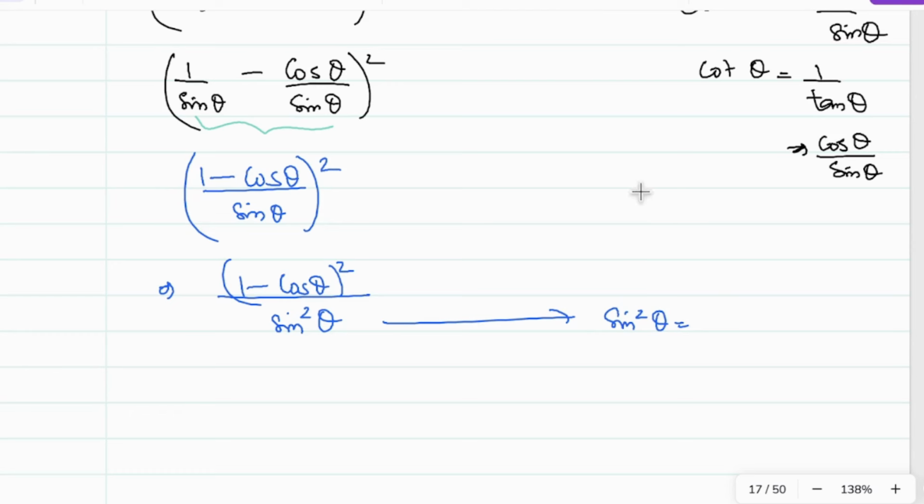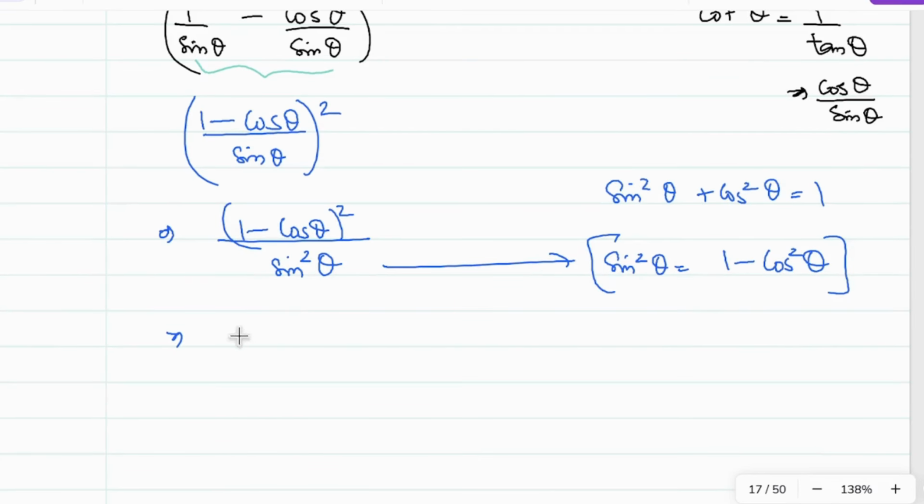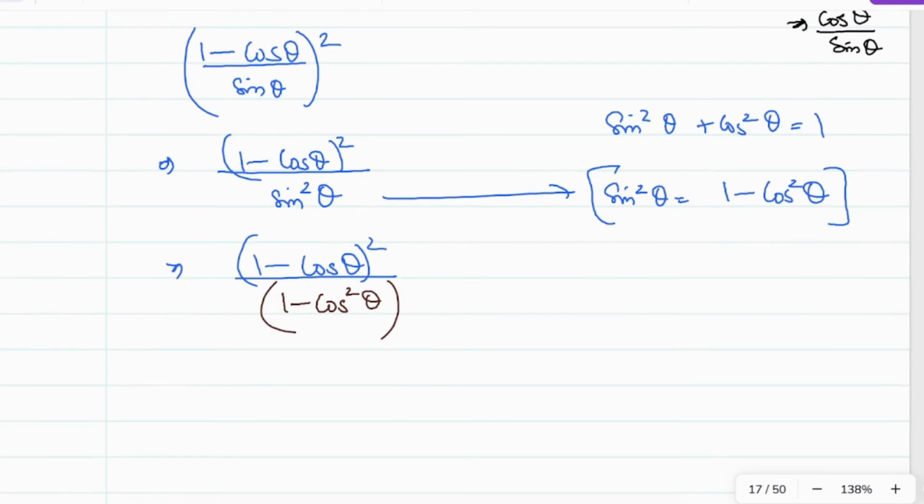Look at the equation: sin²θ plus cos²θ equals 1. Therefore, from this equation, I can derive the value for sin²θ, right? Sin²θ is equal to 1 minus cos²θ. So what I will do is insert this value in my denominator. That is (1 minus cos²θ) whole square divided by 1 minus cos²θ. Clear? In this way, I can rewrite this equation.